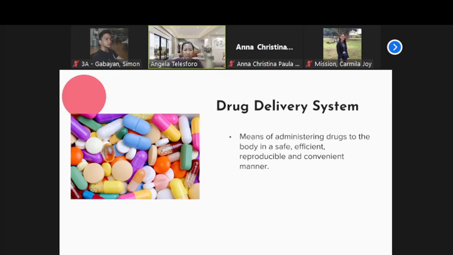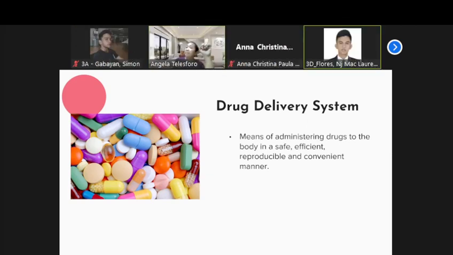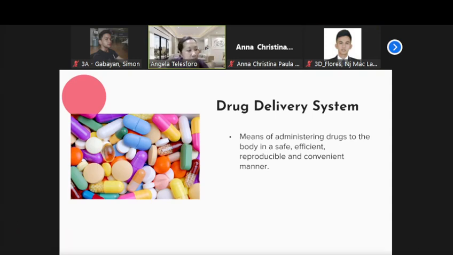Florence, you are next. Lawrence. How many phases do we have to follow when we make drugs? There are how many phases? For the product to be sold, 4 phases. Okay, correct. Can you name the 4 phases for us, Lawrence?